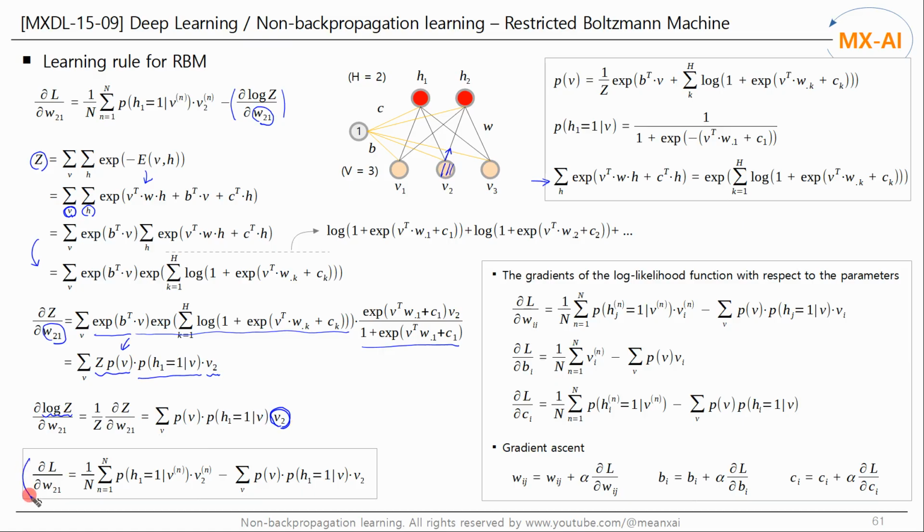Finally, the gradient of L with respect to W21 can be expressed as follows. Similarly, the gradients of L with respect to biases B and C can be easily found as follows. I will skip explaining this. Now that we know the gradients of L, we can use gradient ascent to update each parameter as follows.